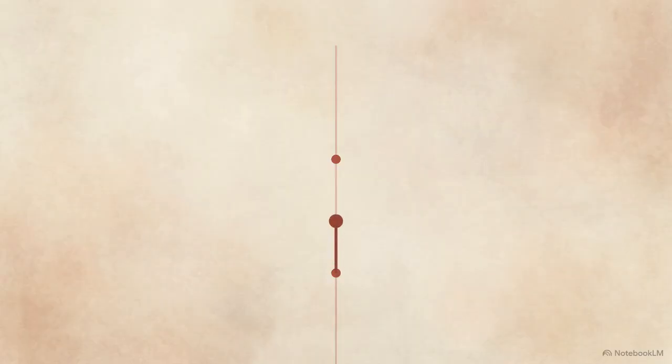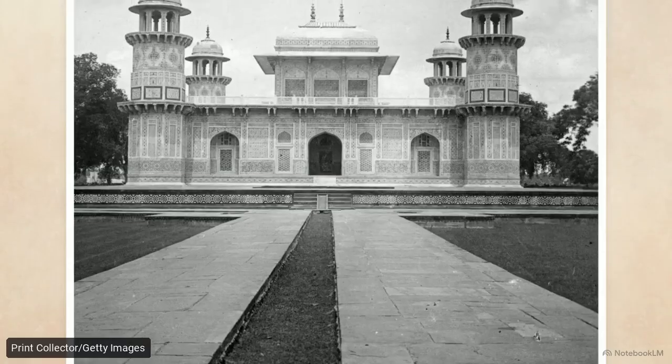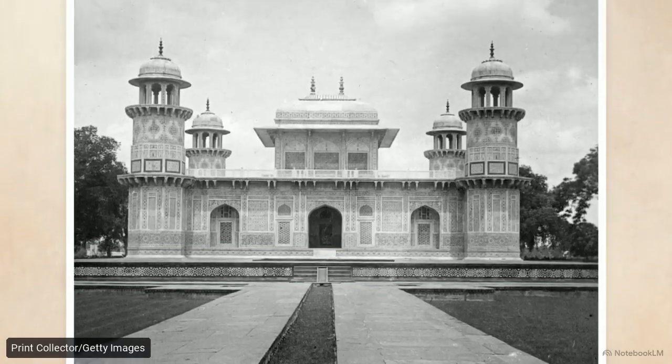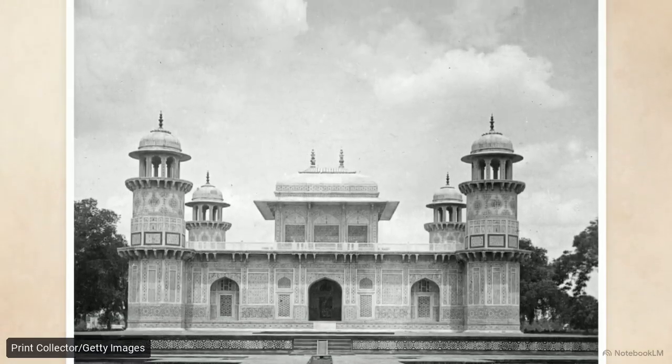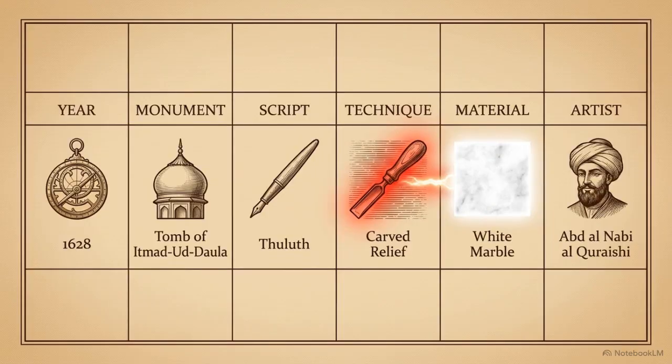The timeline advances to 1628, with the tomb of Itmad-ud-Dawla. This monument marks a shift in the base building material. The entire structure is made of white marble. Our matrix now shows the tomb of Itmad-ud-Dawla, utilizing Thuluth on a white marble base, carved by Abd al-Nabi al-Qarishi. There's technical friction here. The building material upgraded to marble, but the text is still applied through carved relief.